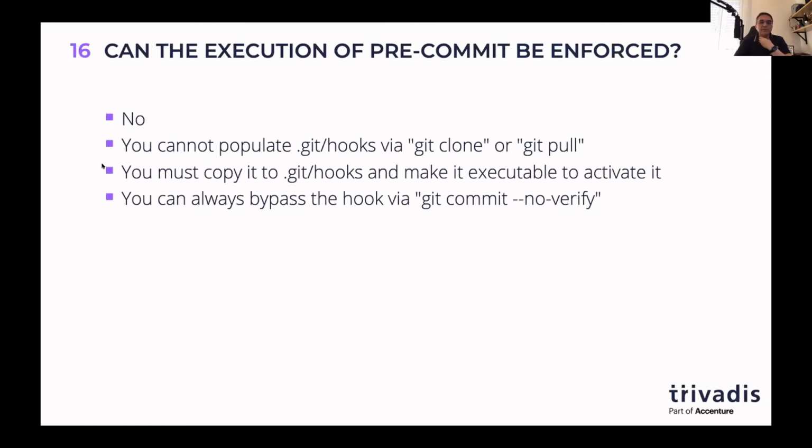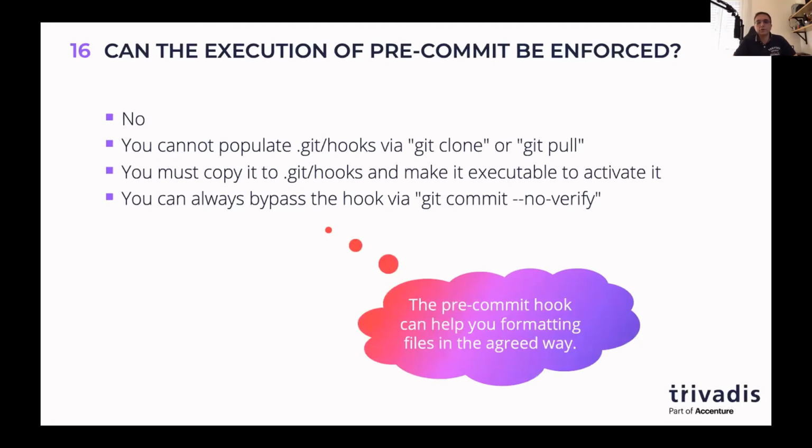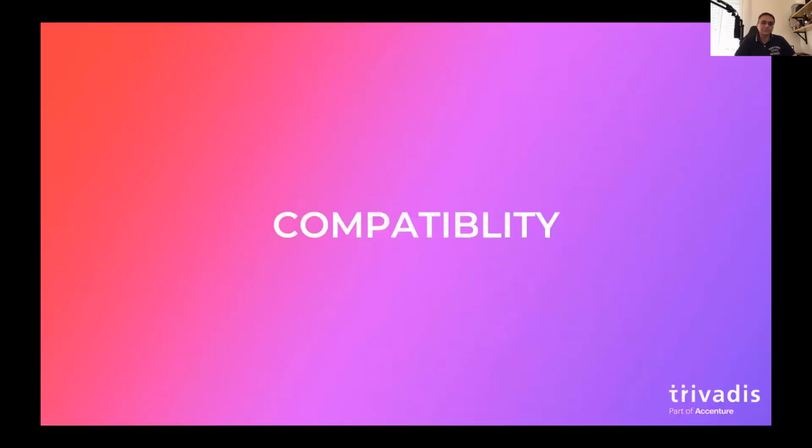But even if you have some processes with automatic deployment and so on, which stores your Git hooks there, you can still bypass these hooks by, for example, calling git commit --no-verify. So a commit will be executed without any hooks. That's always possible. So therefore it cannot be enforced. But if you have agreed formatting rules, then it helps you to automatically do stuff. So it helps, but it cannot be really enforced.